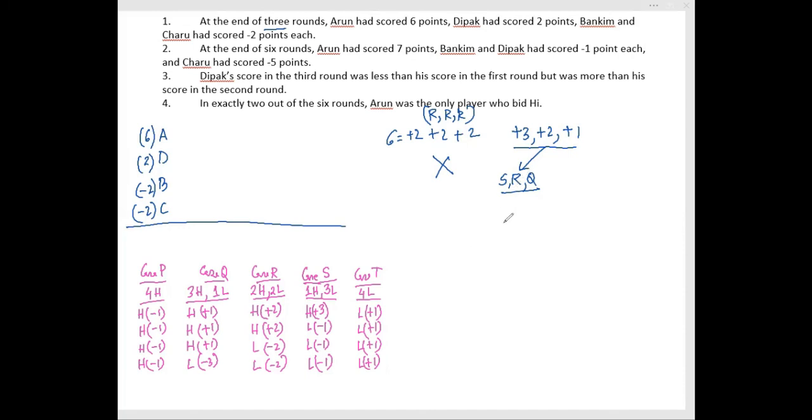So if it is 2, 3, 1, I know to get that +3, it would be +3, -1, -1, -1. If I am getting case R, it would be +2, +2, -2, -2.